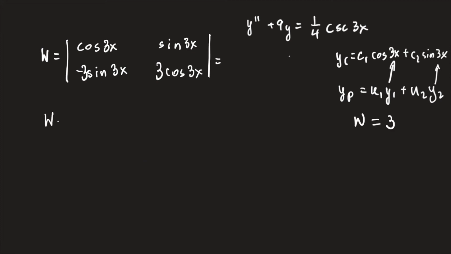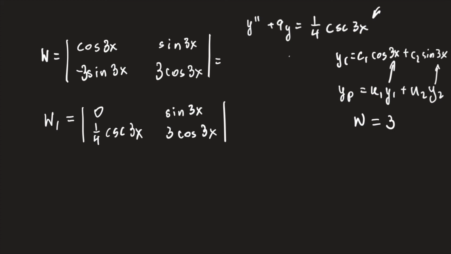To find W1, I'm going to replace the first column with 0 and my function g of x, which is 1/4 cosecant of 3x. Now the right column stays the same. So sine of 3x, 3 cosine of 3x. And now I find the determinant. 0 times anything is obviously 0, minus 1/4 cosecant of 3x times sine of 3x.